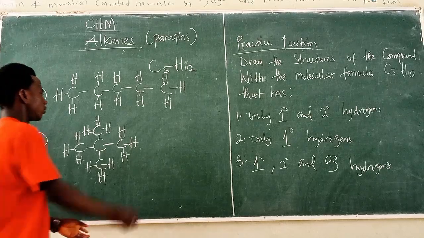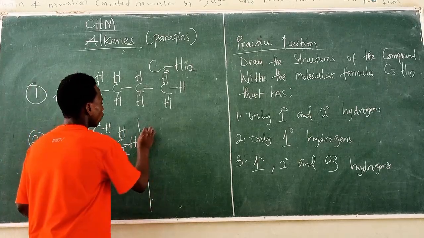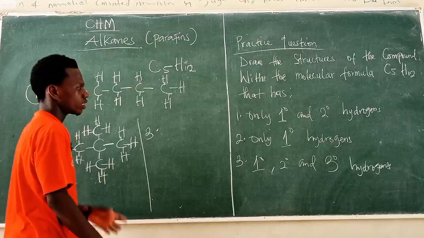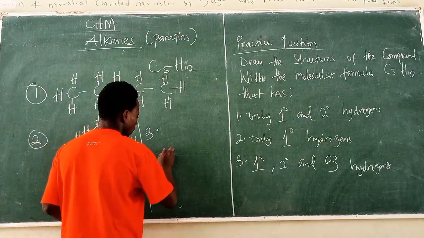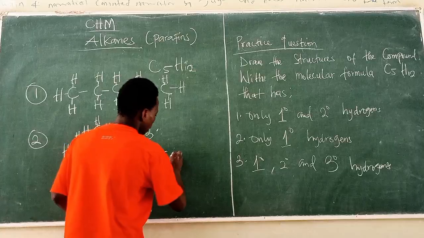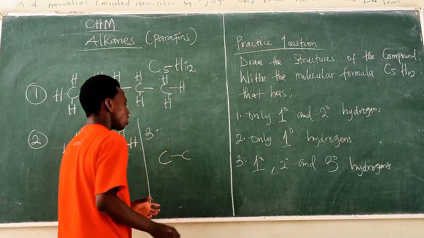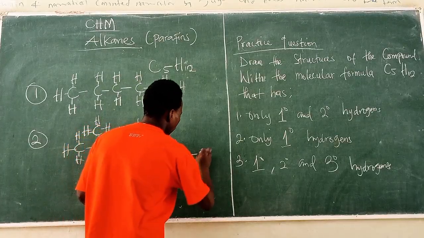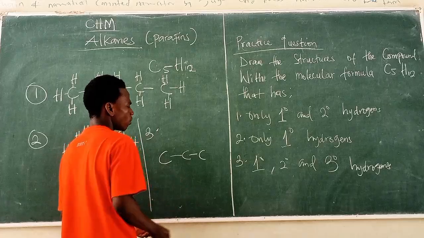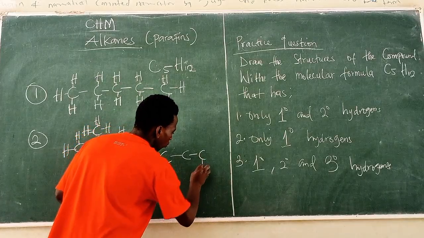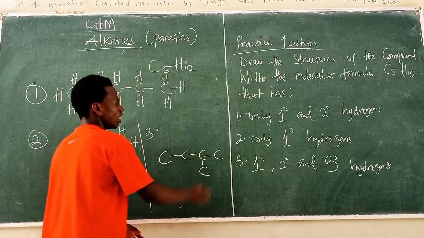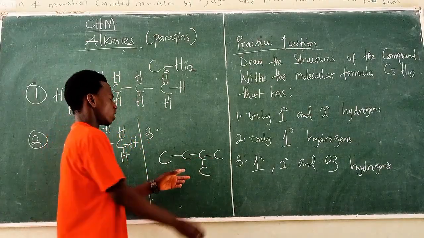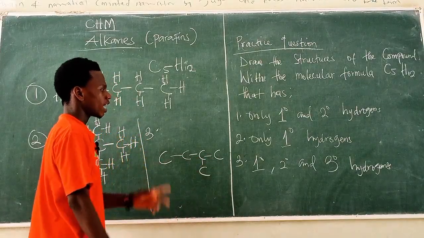So lastly, we have to draw the structure that contains primary, secondary, and tertiary. Now, if we draw this, we'll link this. This is a secondary carbon because it is linking to 2 other carbon atoms. So if we want to add 1 more carbon atom and add it here, this will be a tertiary carbon atom because it is bonding to 3 other carbon atoms.